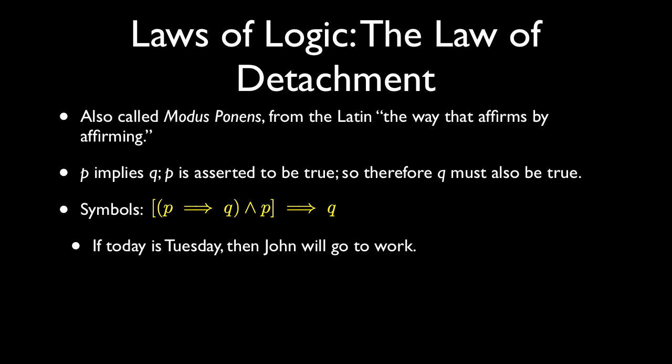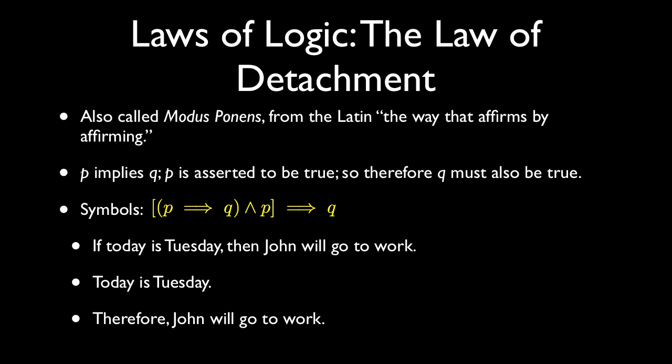An example: if today is Tuesday, then John will go to work. That's a conditional statement. Then we learn that today is indeed Tuesday, so the hypothesis is satisfied. We can therefore conclude that John will go to work. The conclusion must be true. This law relies on two premises: the conditional statement, which may or may not be true, and the hypothesis. Those are the first two statements. The conclusion is only valid if those premises are true.